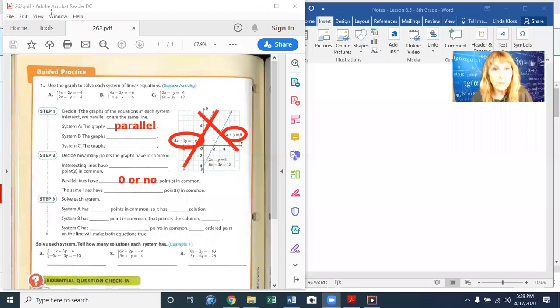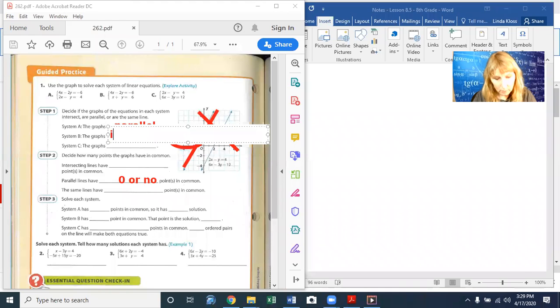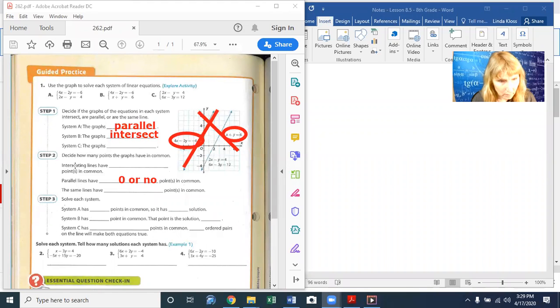Okay, what do you notice about the point of intersection, or if there is one? So the graphs, what would we say? They intersect, right? Yep. And we can go down here. Intersecting lines have blank points in common. How many points in common do these lines have?